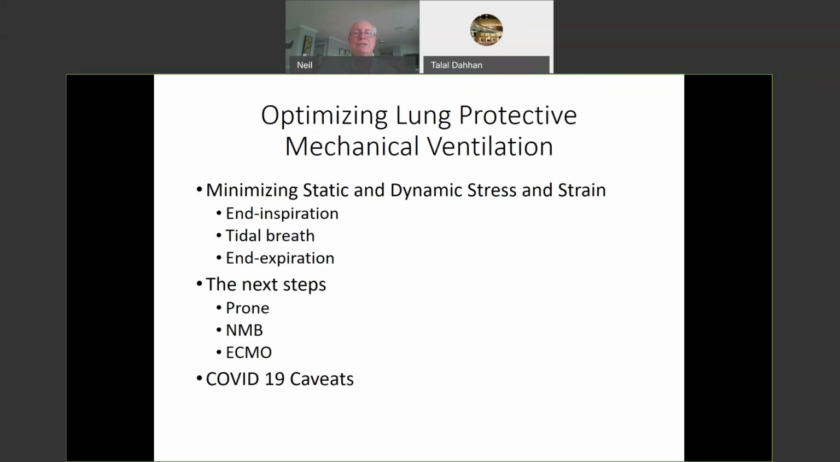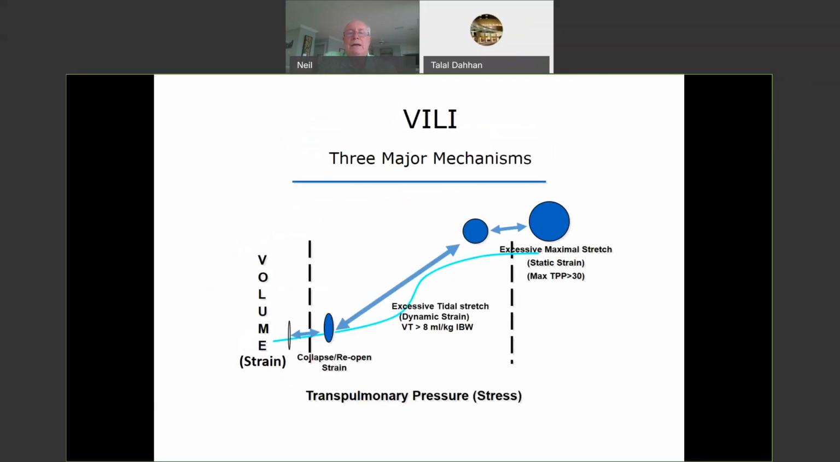So let's look at minimizing static and dynamic stress and strain. And underlying all of this is ventilator-induced lung injury and the three major mechanisms we think about today. This is the pressure volume curve of the human lung that is injured. The light blue curve is the sigmoid shape many of us are used to looking at. On the vertical axis is volume, which engineers refer to as strain, and on the horizontal axis is transpulmonary pressure, which engineers might refer to as stress.